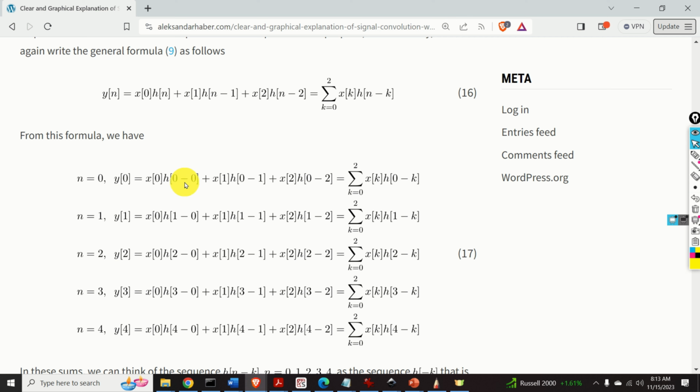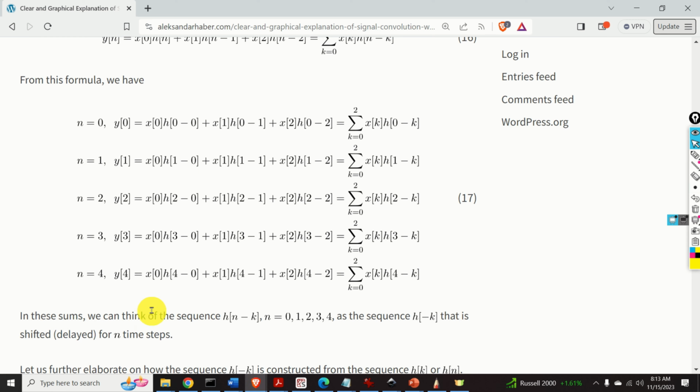Note over here one very important thing. We have minus 0, minus 1, and minus 2. Basically, we have the sequence h of minus k. Then, what happens over here? We have this sequence h of minus k that's shifted for one time step. That is, we have 1 minus 0, 1 minus 1, 1 minus 2. Similarly, over here, we have the sequence h of minus k that's shifted for 2 time steps, here for 3 time steps, and here for 4 time steps.